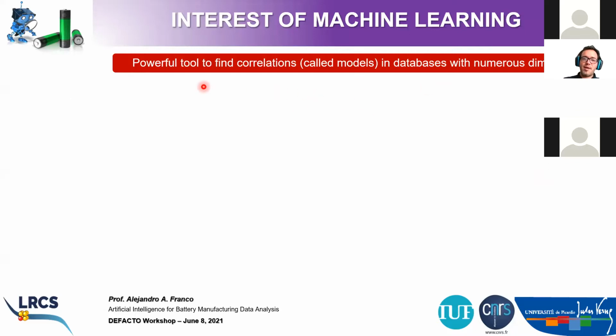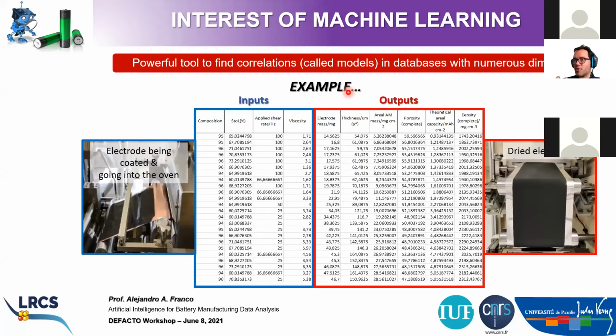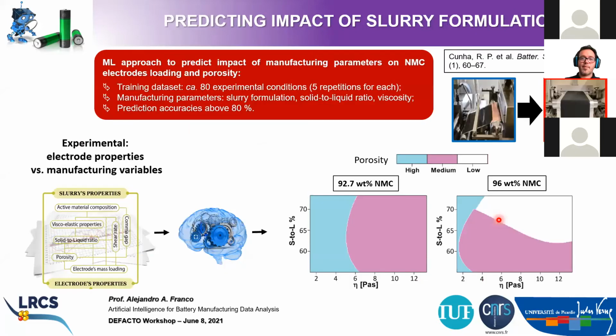First of all, machine learning is a powerful tool to find correlations in databases with numerous dimensions. Particularly when you build at experimental level tables like this, where you have multiple inputs and multiple outputs, and you want to understand how the outputs depend on these numerous inputs. If you are wondering this, then machine learning models are one possible tool that you can adopt, maybe the most appropriate tool that you can adopt to address this kind of complex problem.